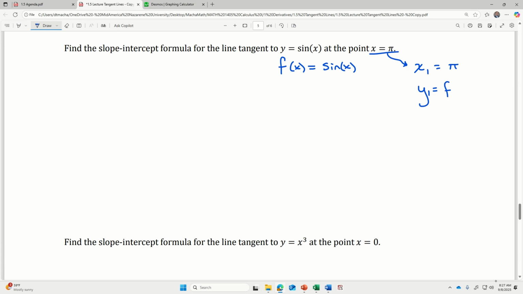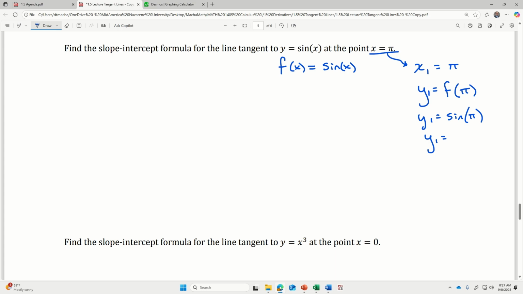To get the y value, you are just going to plug the x value into your function. So what is sine of pi? 0.05480366.